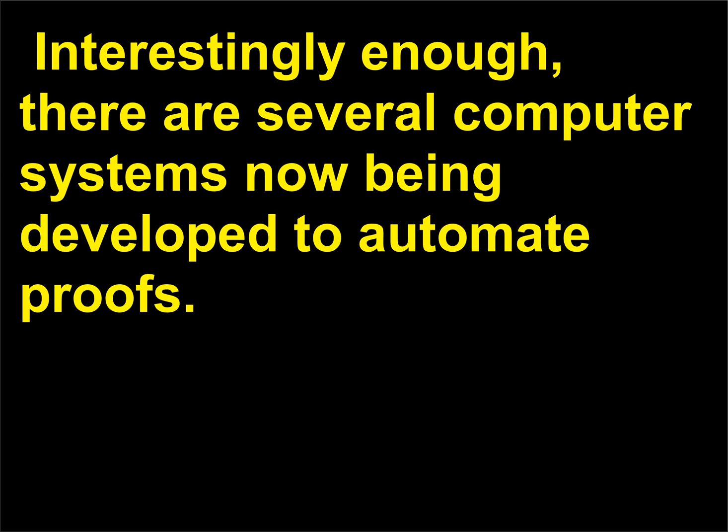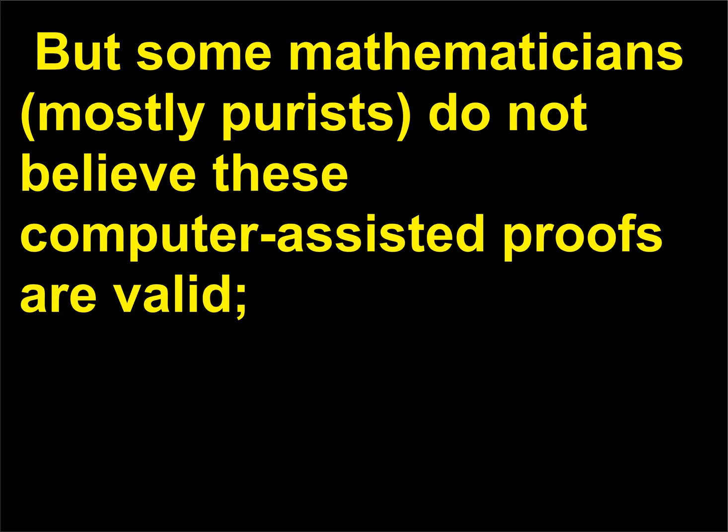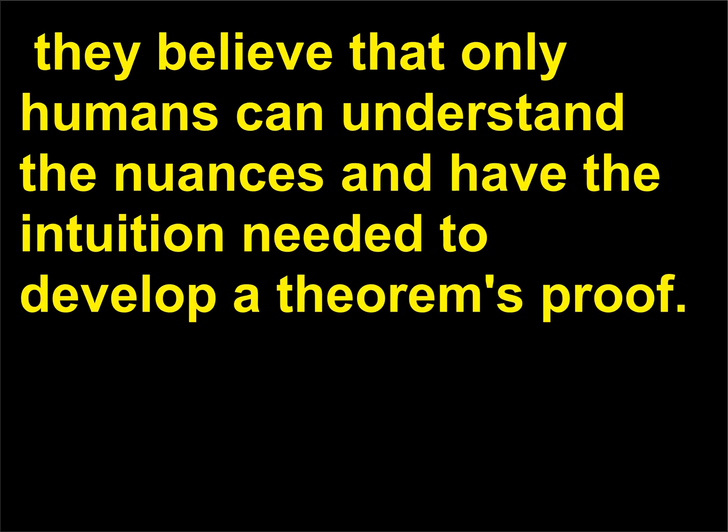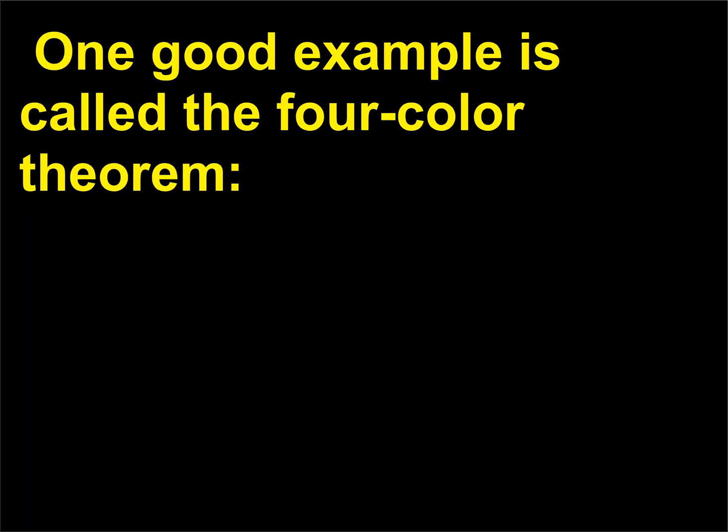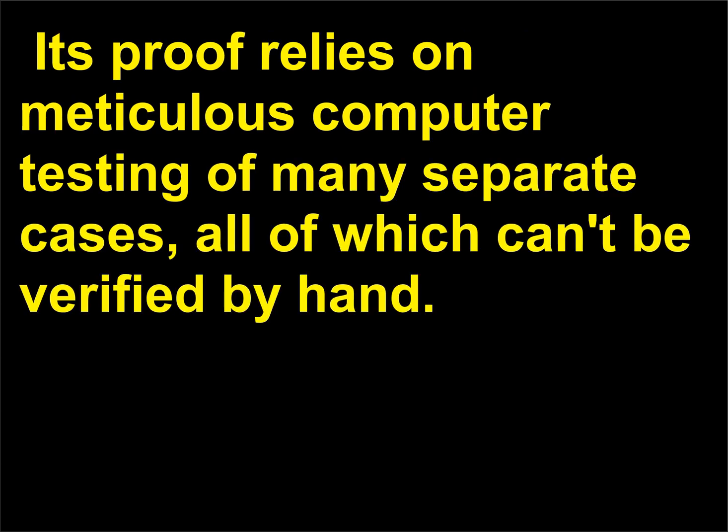Interestingly enough, there are several computer systems now being developed to automate proofs. But some mathematicians, mostly purists, do not believe these computer-assisted proofs are valid. They believe that only humans can understand the nuances and have the intuition needed to develop a theorem's proof. One good example is called the four-color theorem. Its proof relies on meticulous computer testing of many separate cases, all of which can't be verified by hand.